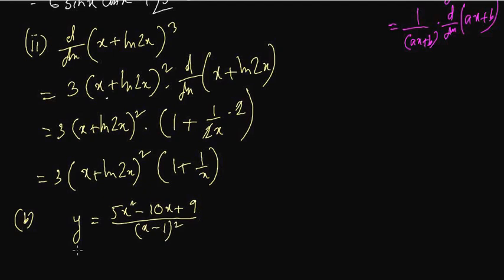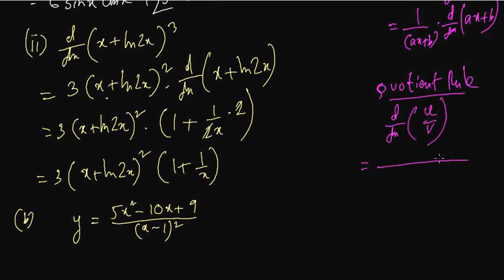Okay, now we have to find the derivative. Now first of all, it's divided, so we have to use the quotient rule. The quotient rule for the derivative of u by v is: low d high, minus high d low, divided by low low. That's the rule that we can use.